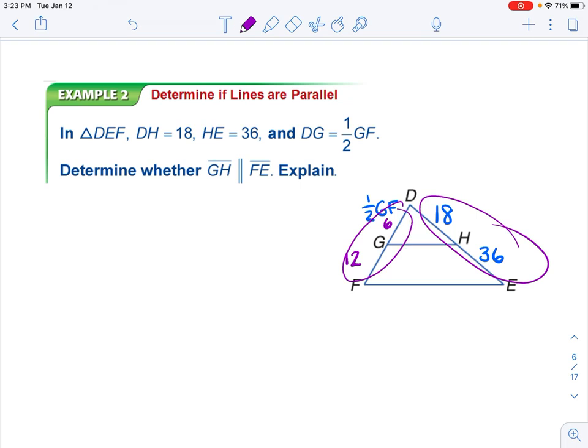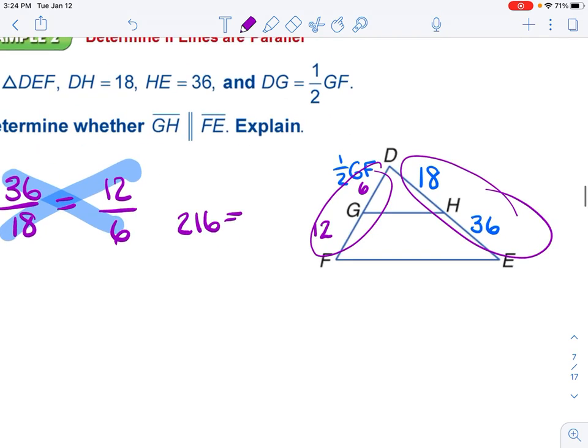Now I can set up and check proportions. So I can say, well, if these are parallel, that means 36 over 18 should equal 12 over 6. So we can either check by cross multiplying and get that 36 times 6 is 216, and that 18 times 12 is the same. That's one way to check.